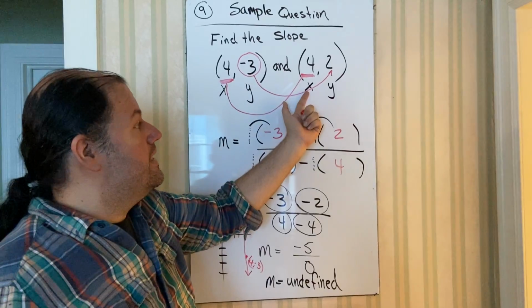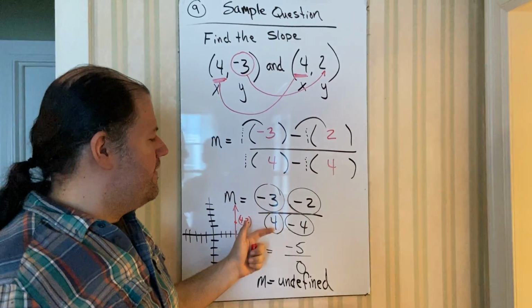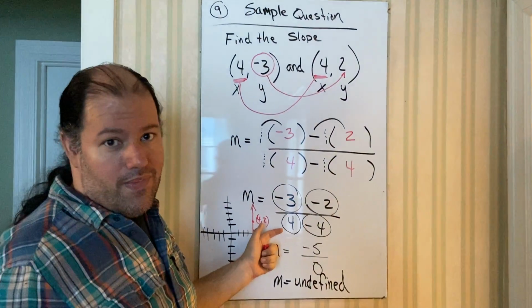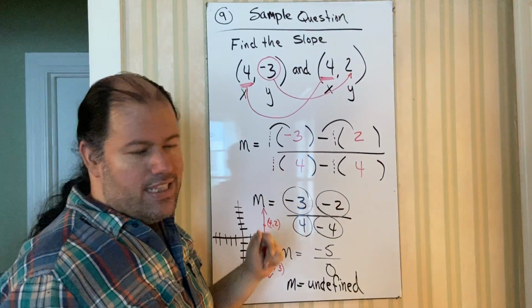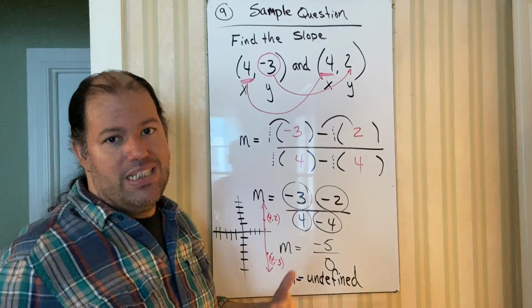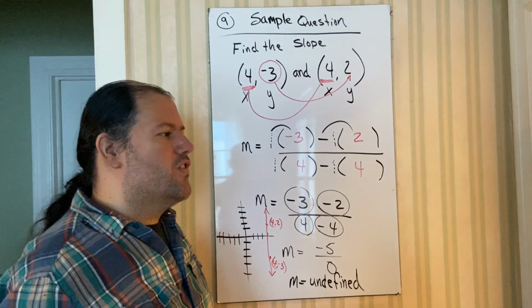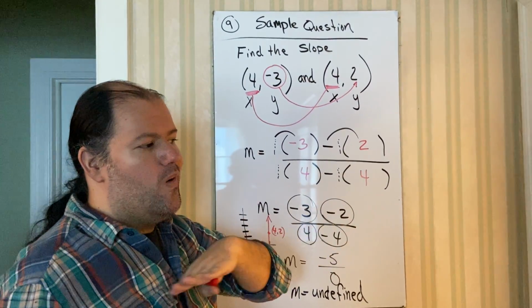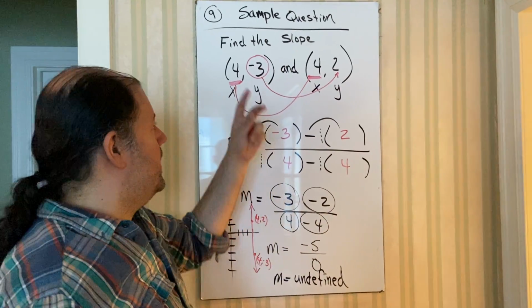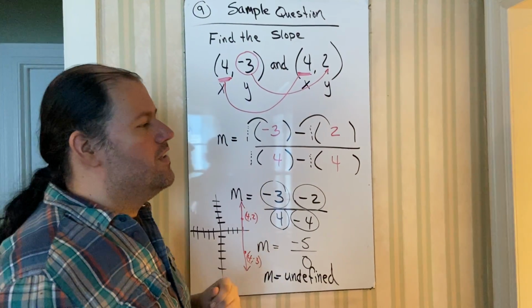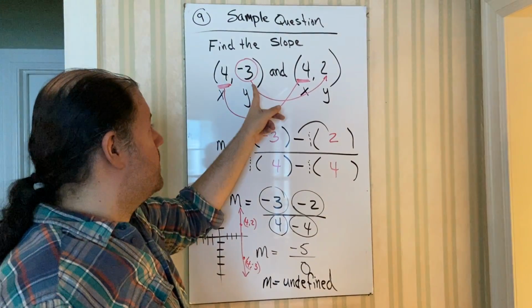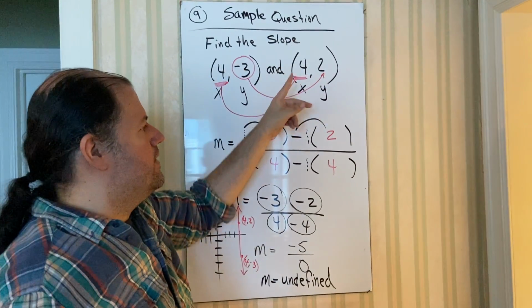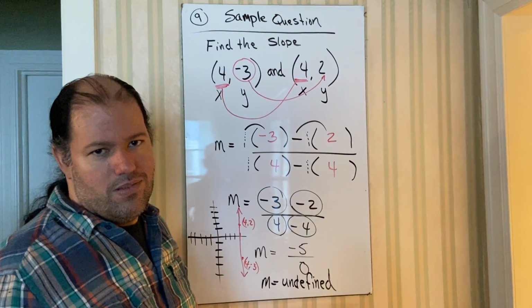Notice our x's didn't change, so that's why we would have a 0 at the bottom. If our y's didn't change, but our x's did, then this would have reduced to be m equals 0. Because if you graphed it, it would have been a horizontal line. Okay, so anytime that you see your x's don't change, you know your slope is undefined. Anytime that you see your y's not change, but your x's do, then your answer is going to be slope is 0.